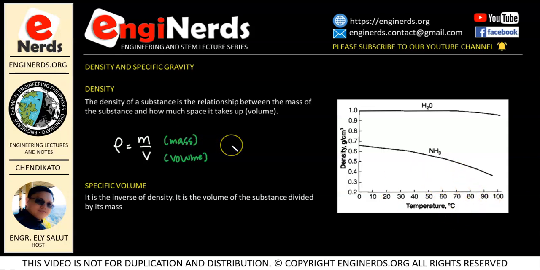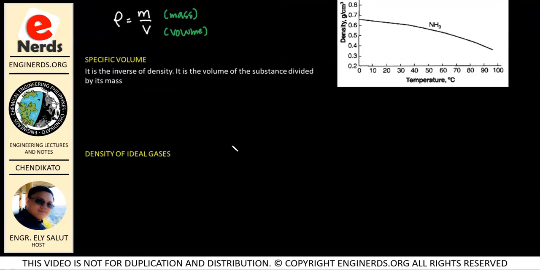Now, another thing na ma-encounter natin when we are studying engineering is yung tinatawag nating specific volume. Well, a specific volume is the inverse of density. It is the volume of the substance divided by its mass. Okay, so inverse lang siya ng density kapag may na-encounter kayong specific volume. So, specific volume is equal to volume over mass. Okay, so let us label that again. V is for volume and M is for mass.